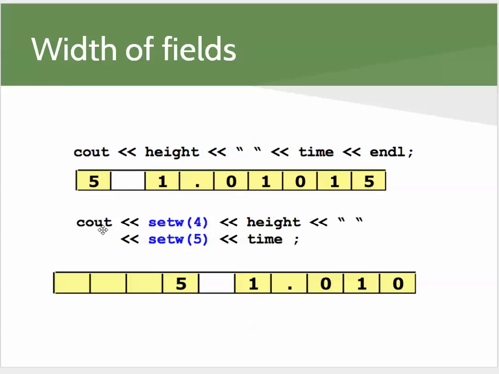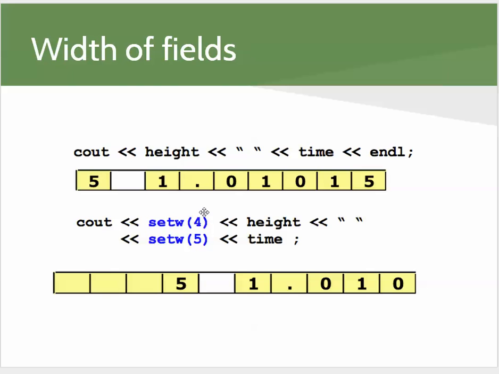One way we can start to limit the amount of space that each one of these takes up, or expand it, is using the set width modifier. When we include iomanip, it almost appears that we're calling a function. And you can think of it like that. We're calling a function, but we're printing the result of this function. So cout, insertion operator, setw of 4.